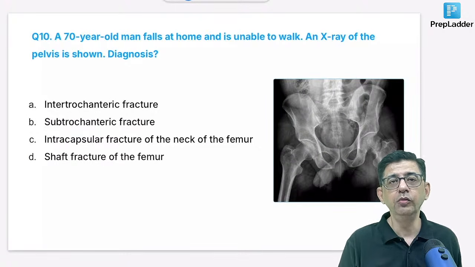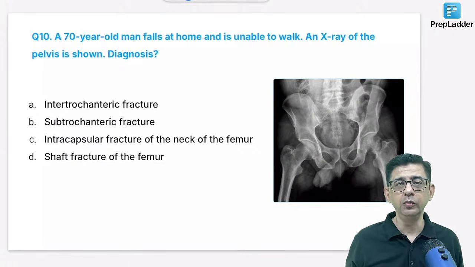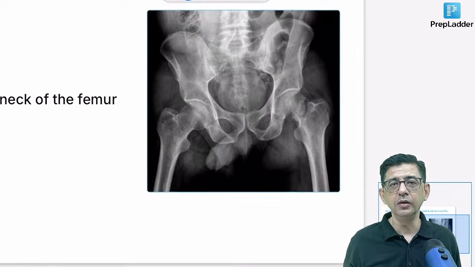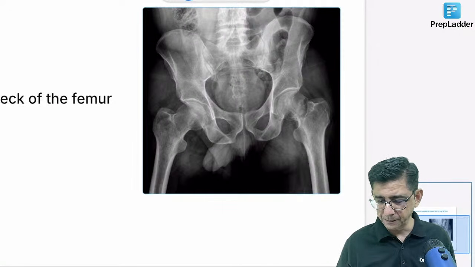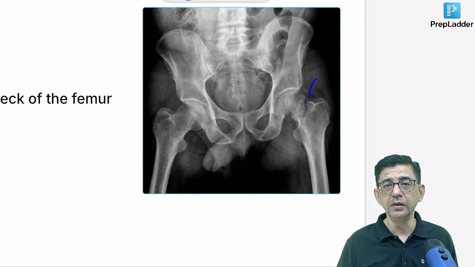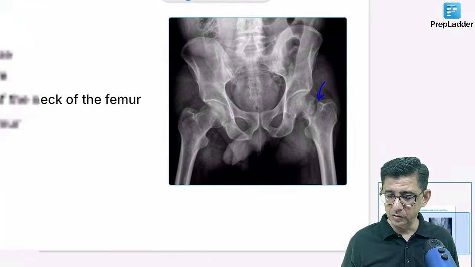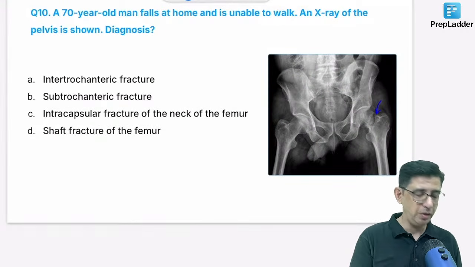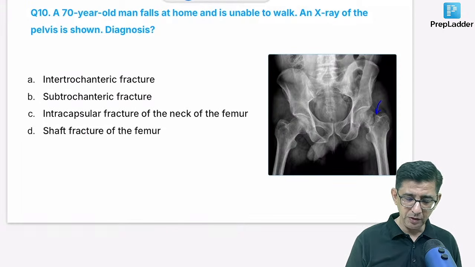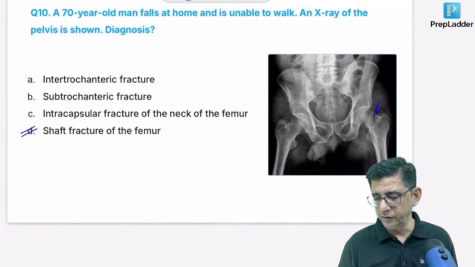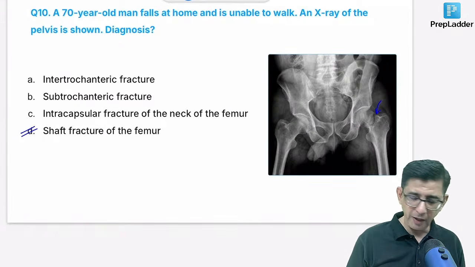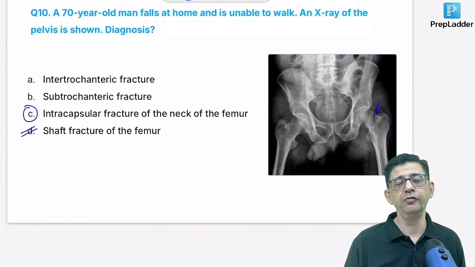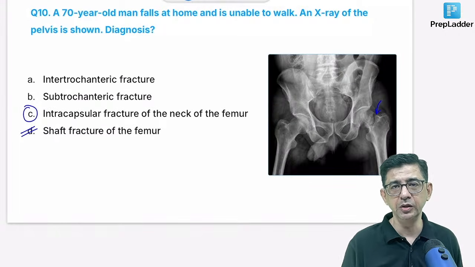Then there is a man who fell at home and is unable to walk, and you can see a fracture, right? A nasty one. I think it's very much visible. So this person is at risk for development of avascular necrosis. Obviously, it is not the shaft. It's not a trochanteric fracture. It is rather an intracapsular fracture of the neck of the femur, and therefore the risk of avascular necrosis in this patient would be dramatically increased.